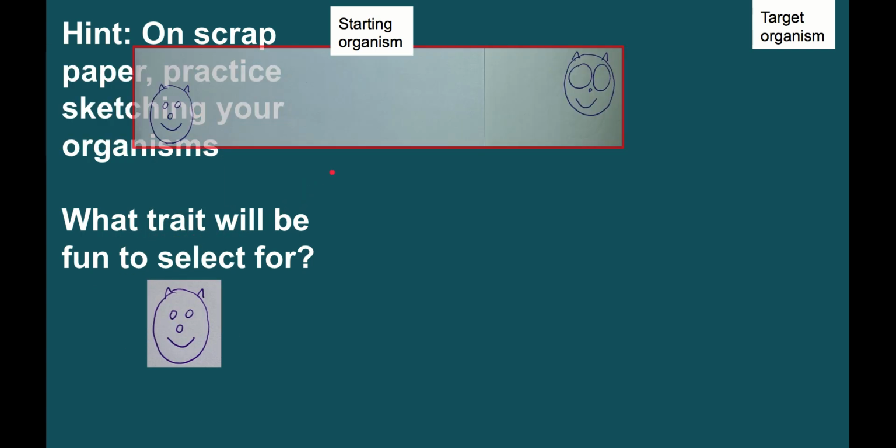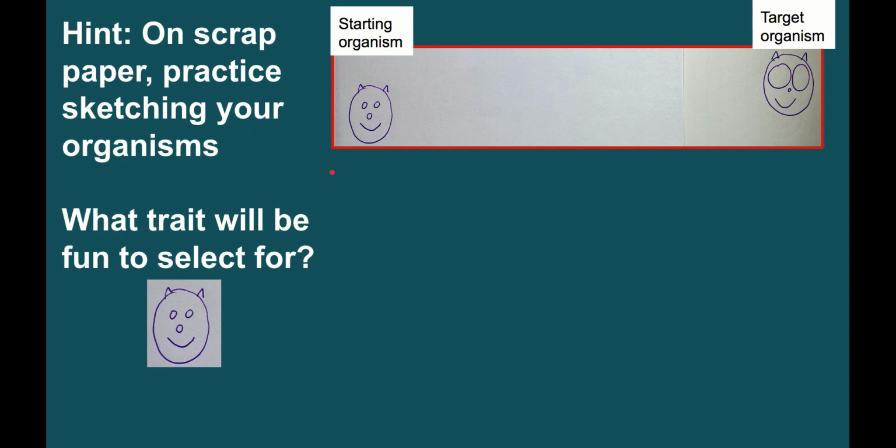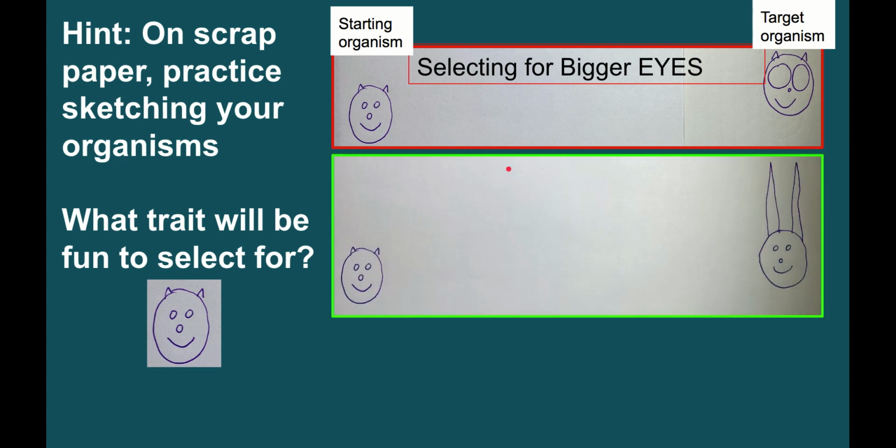So for example, here's an example. Can you guess what I selected for here? I was imagining selecting, here's my starting organisms, here's my target organism. I'm going to select for bigger eyes in this case. Everything else stays the same in this story. It's just the eyes that are being selected for. I'm focusing on the trait of eyes. What am I selecting for here?